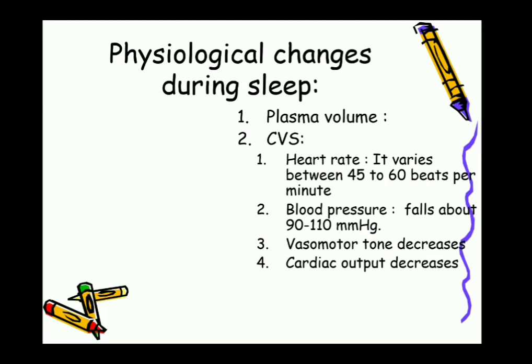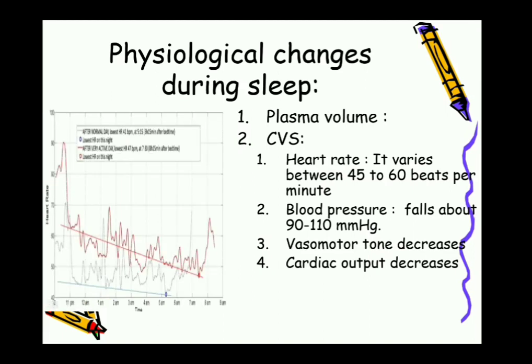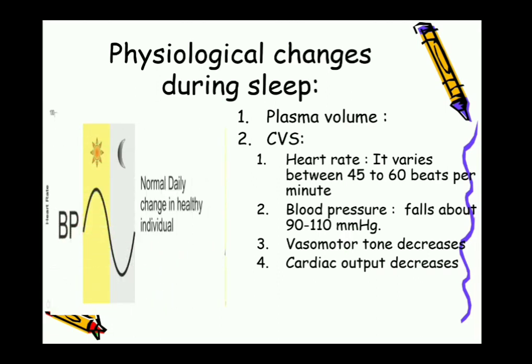Now, various physiological changes occur during sleep. Change in the plasma volume: plasma volume decreases by about 10% during sleep. Cardiovascular system. Heart rate decreases during sleep. It may vary between 45 to 60 beats per minute. Blood pressure also falls to about 90 to 110 millimeter of mercury, and the lowest level of blood pressure is reached at about the 4th stage of sleep. Vasomotor tone decreases and cardiac output also decreases.